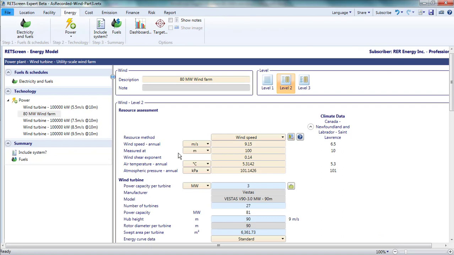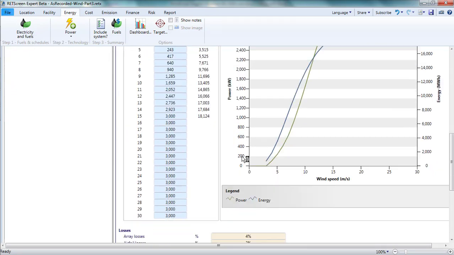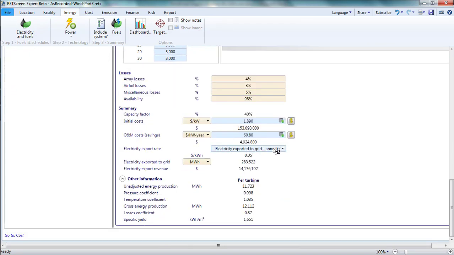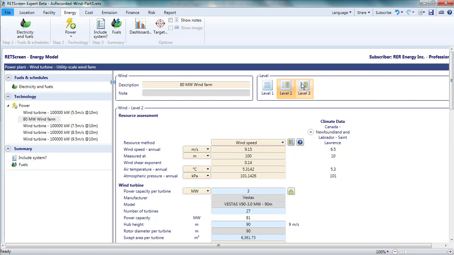Now, when I return to the wind farm parameters, for the electricity export rate, there is a drop-down list with all three rates to choose from. The choice of rate does not make much of a difference, however, since RETScreen is simply multiplying the annual electricity production by the annual average rate. If I really want to see the influence of the choice of rate, I'll have to do a monthly analysis. This requires changing to Level 3.